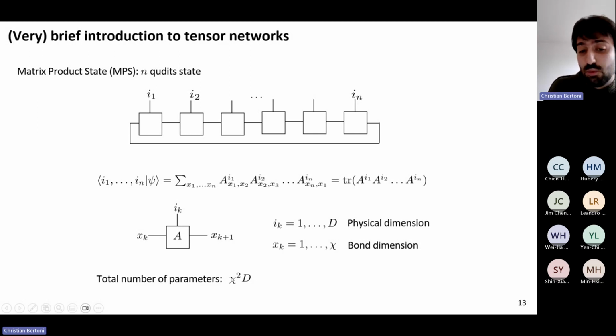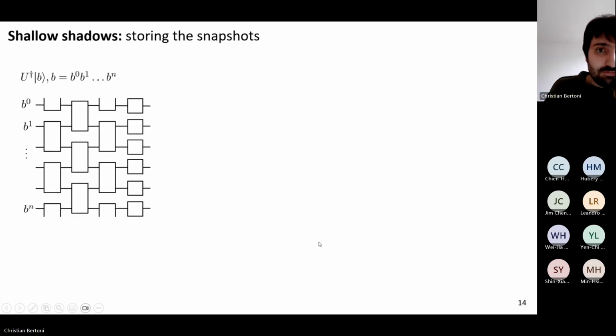And so this is a way of efficiently encoding low entanglement states, since if chi is small, the total number of parameters that we have to store is also small, and we can efficiently store this on a classical computer. While if we were just to store each individual matrix element, no matter the entanglement, we would always have to store exponentially many parameters.